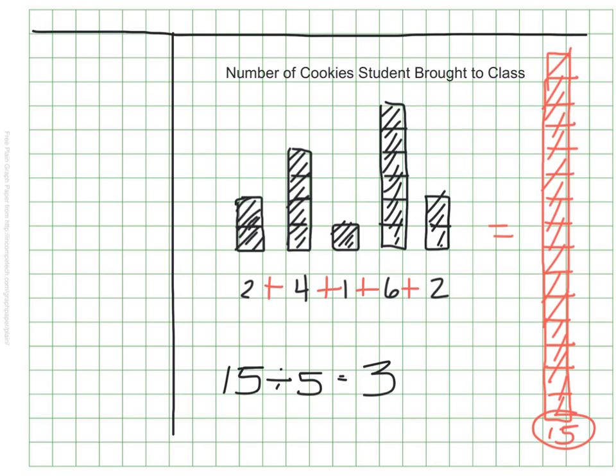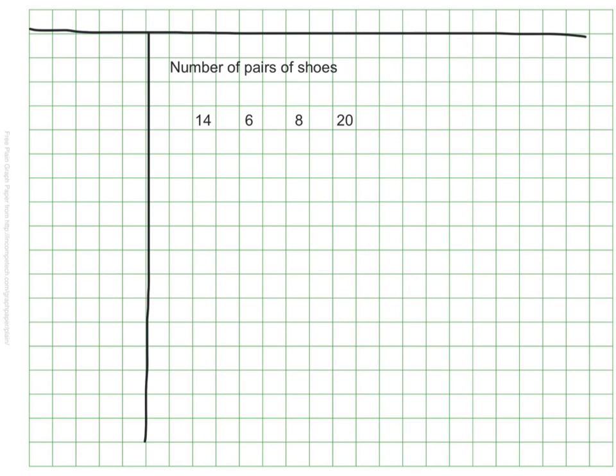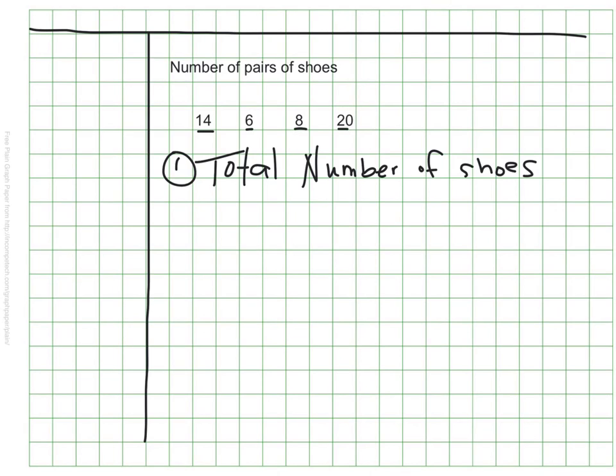This is the same process we go through when we're finding the mean. We find the total sum of all of the data points, and then we divide it by the number of data points we started with. Let's do the same thing with the number of pairs of shoes people said they have. So 4 people were surveyed, and they said they had 14, 6, 8, and 20 pairs of shoes. If I want to find the mean value, the first thing I'm going to do is find the total number of shoes. To do that, I simply need to add 14 plus 6 plus 8 plus 20.